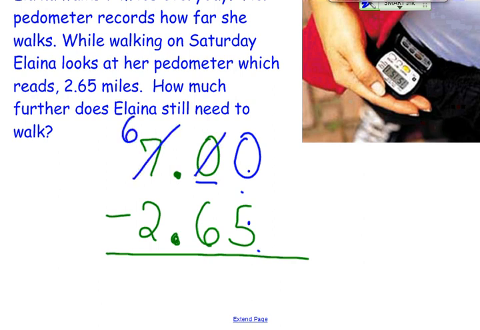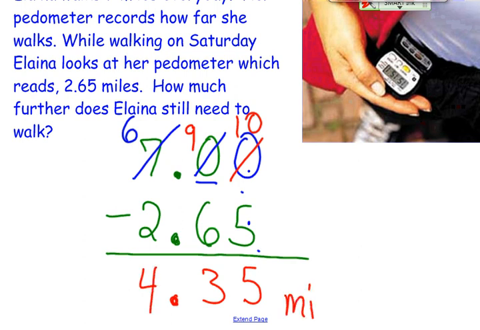This is going to become 6, right? This is going to end up being 9, and this is going to end up being 10, right? 10 minus 5 gives us a 5. 9 minus 6 gives us a 3. Decimal goes straight down. 6 minus 2 equals 4. So in the end, she has 4.35 miles still to walk. Lucky her. All right, so we have that idea. We're going to end part 1 of the video here. Come back in just a minute for part 2.